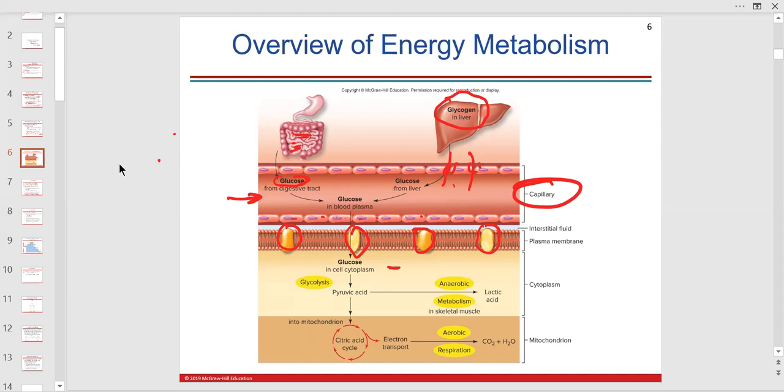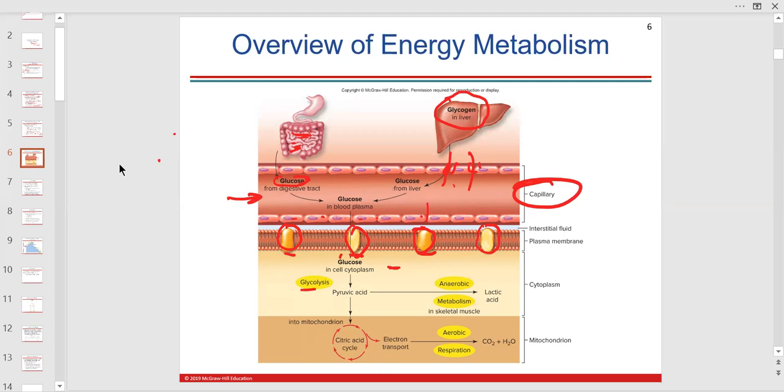So glucose gets into the cytoplasm. And by the way, there's a finite number of these carriers as well. Especially if your blood glucose goes too high, you're not going to be able to get the glucose into the cell. That's a problem with type 2 diabetes, where you don't have enough carriers or enough receptors for insulin, although you have insulin in type 2 diabetes.